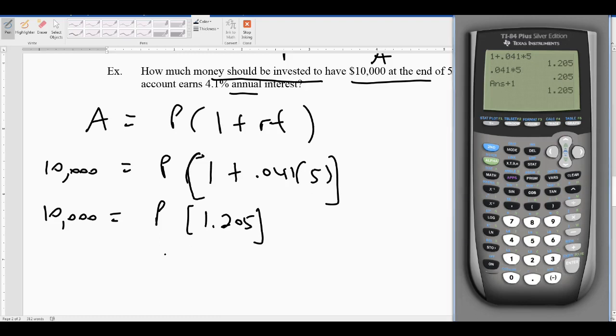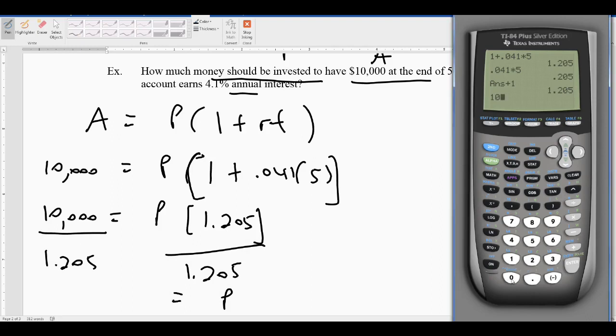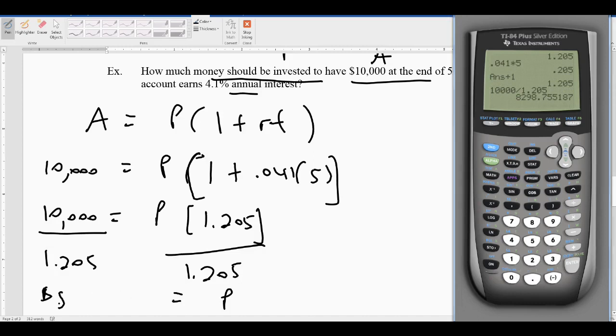And then to solve this for P, you divide both sides by 1.205. So take 10,000 and divide it by 1.205. And you come up with $8,298. And we will round that to the nearest hundredths place, the nearest cent. So that's going to be 76. And that's it for now.